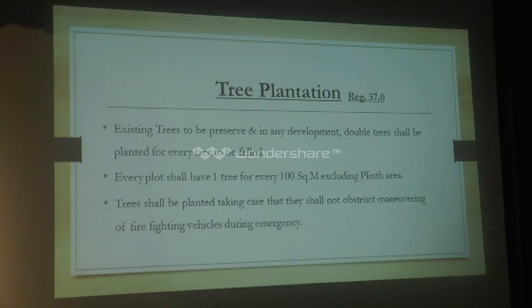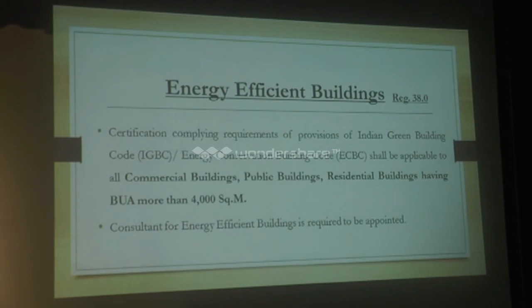Tree plantation. Existing trees to be preserved in any development. Double the trees shall be planted if you cut any single tree. Then every plot shall have one tree for every 100 square meters of plot, excluding the paved area. And trees shall be planted taking care that they do not obstruct firefighting vehicles during an emergency. So energy efficient building. Certification complying with requirements of provisions of IGBC and ECBC shall be applicable to all commercial buildings, public buildings, and residential buildings having built area more than 4,000 square meters. So a consultant for energy efficient building is also required for such kind of proposal.